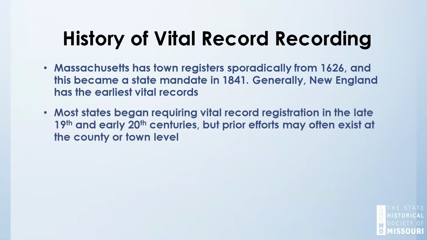Most states began recording these in the late 19th and early 20th centuries. But oftentimes you'll see, depending on the county or the town, there may be prior efforts that will give you the same information and that they required at the local level. The typical pattern was it would be required by the state or a town or a county, but enforcement initially would be very lax. So just because your ancestor doesn't have a birth certificate or a death certificate doesn't mean they weren't there. It may mean that they just didn't bother and nobody forced them to do it.